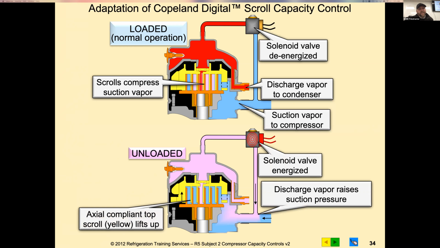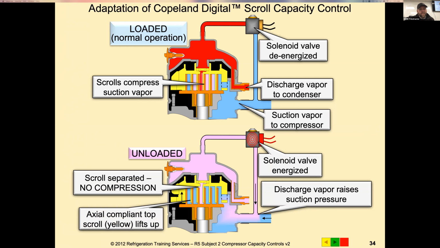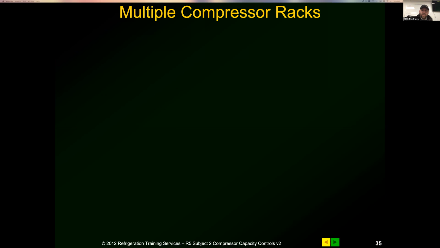So the solenoid valve de-energizes, discharge vapor to the condenser. It's just like a side cutaway of a scroll. So scroll separated, no compression. It energizes and bypasses discharge into the suction and unloads it down to 10%.